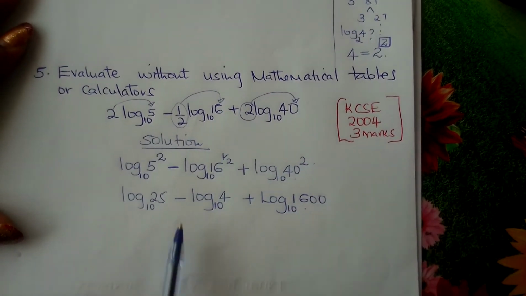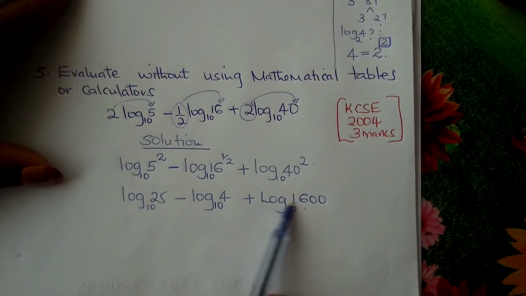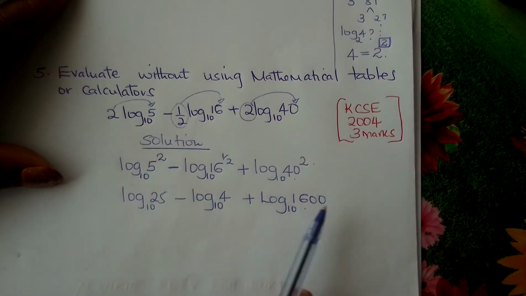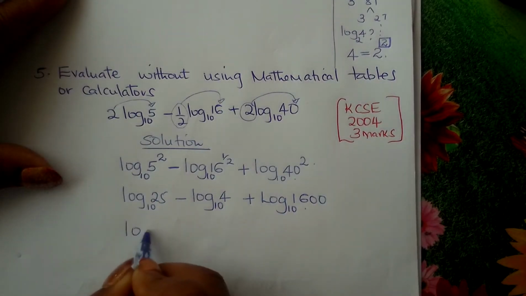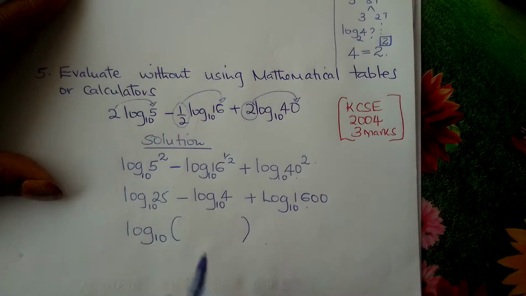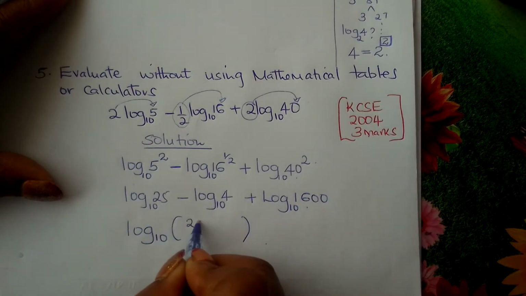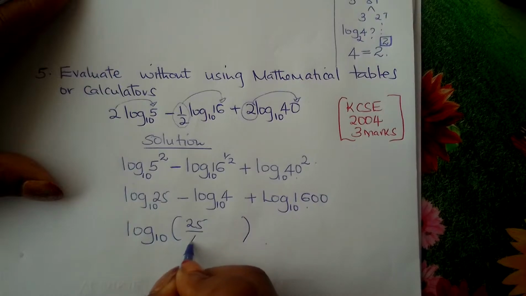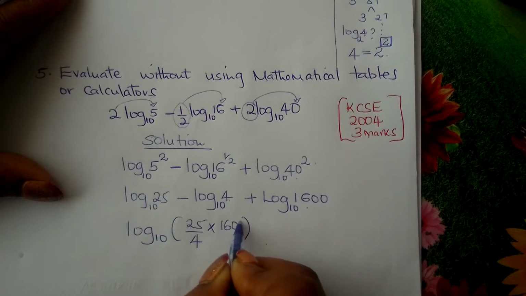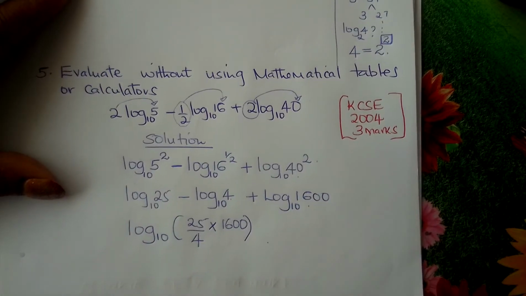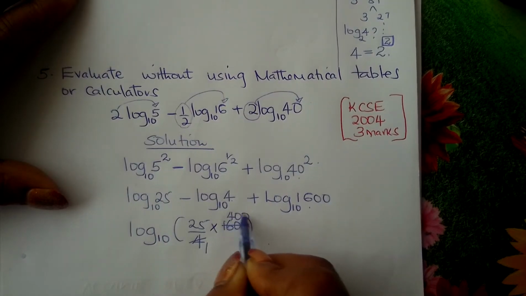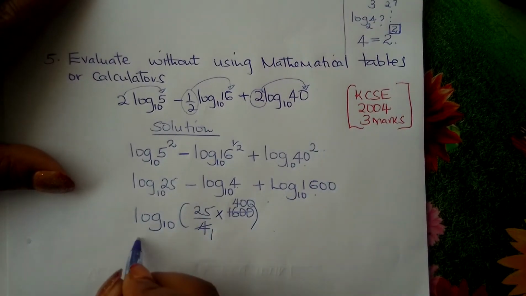From there, learner, you now apply the laws of logarithms. They are combined here because you have log of 25 minus log of this plus log of this. So you just write one log according to the laws of logarithms to base 10. Then you put a bracket here. You write 25. If you have minus, you divide by 4. If you have plus, you multiply by 1600. By 4, 1. By 4 gives you what? 400.